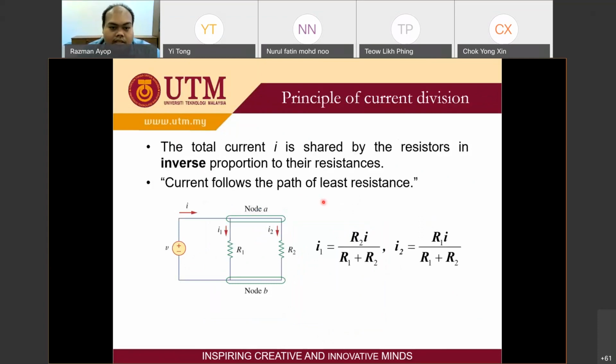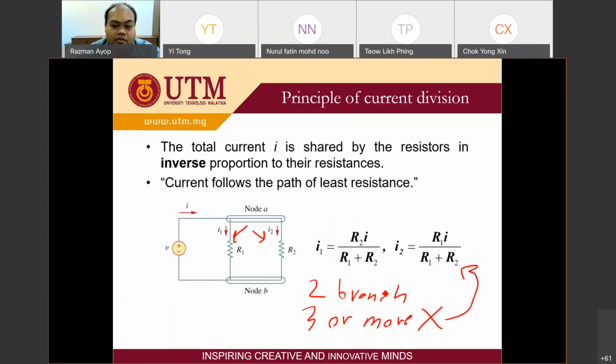This is a formula used to get the current, so you have to memorize this. Usually in the final or test, the formula is not given. This equation is only true if there are only two branches, this one and this one. If there are three or more, you cannot use this; you have to use a different formula. But for this case, you can use this.